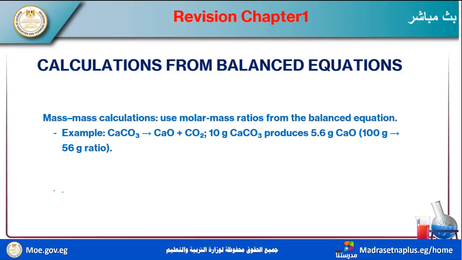Now we have balance between the two sides of any equation. This balance keeps the reactants and the products balanced in number, having the same quantities. Like CaCO3, calcium carbonate: when you heat calcium carbonate you get CaO, calcium oxide, plus carbon dioxide. 10 gram calcium carbonate produces 5.6 gram calcium oxide.